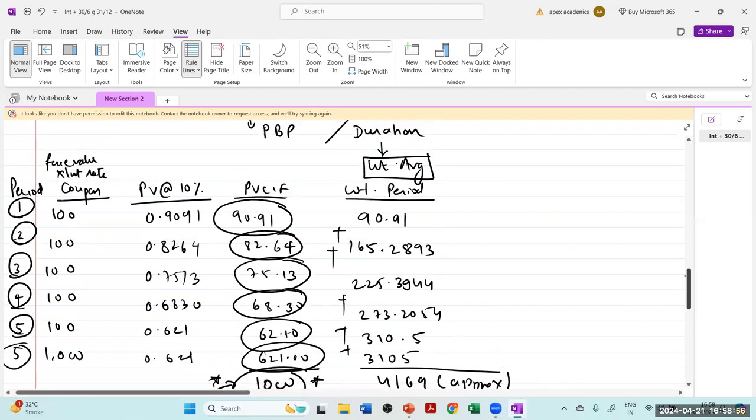That is PVCIF multiplied by year. That's it. That is the weighted average. That is a mathematical rule. Ask your doubt. Go ahead.